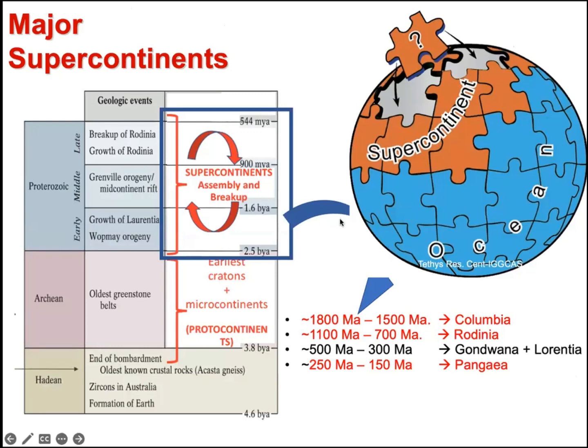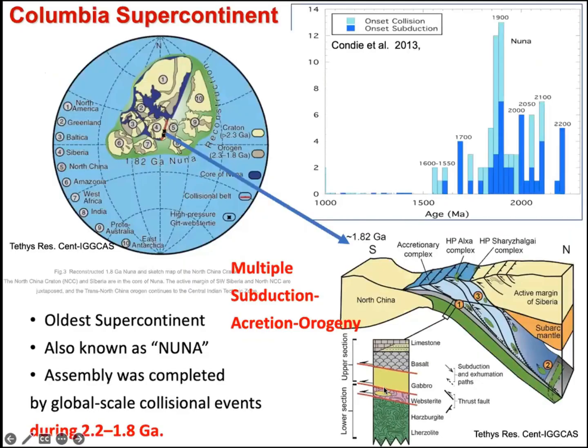So we have already discussed Columbia, Rodinia, Gondwana, and Pangaea, these continents. And if you see the Columbia supercontinent, this is the Columbia supercontinent. So once it formed at 1.8 Ga, right? It was like this, and you can see a lot of continental fragments, areas like North America, Baltica, Siberia, North China, Amazonia, India, Antarctica, Australia.